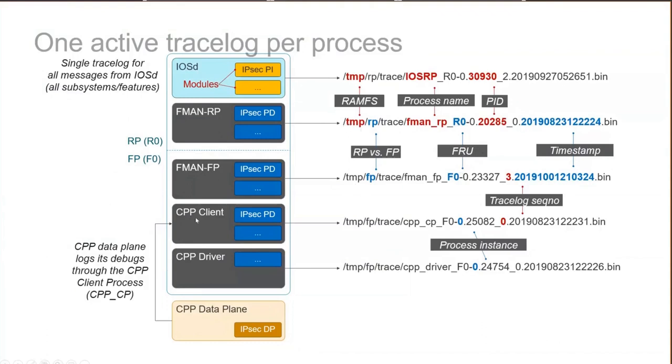Similarly, CPP client and CPP driver will be writing their own logs, and these are the process instances and the process IDs. So if you see this one, it's the CPP client process that is running on F0 with this process instance, and this is the timestamp. This is how we read this particular file path, and eventually these logs will be written to the hard disk.